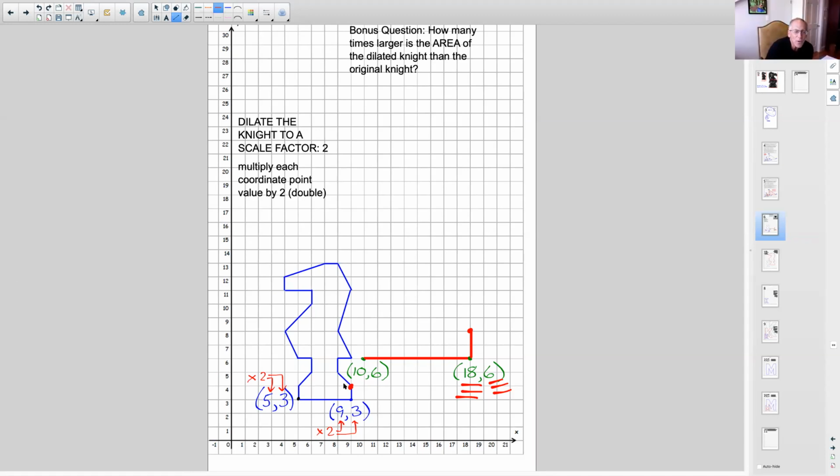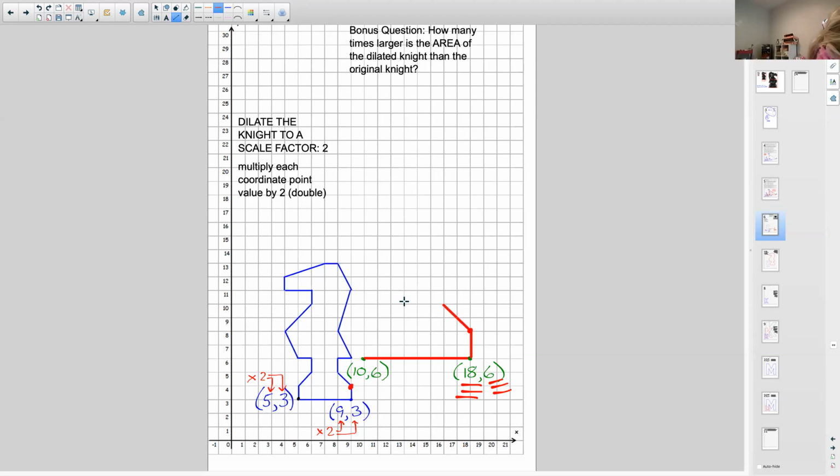Okay. So everybody, what's the next point? The next point is 8, 5. Let's double the 8. What do we get? Come on, guys. What do we get when we double 8? Say it. 16. And what happens when we double 5? What do we get? So everybody go to 16, 10.